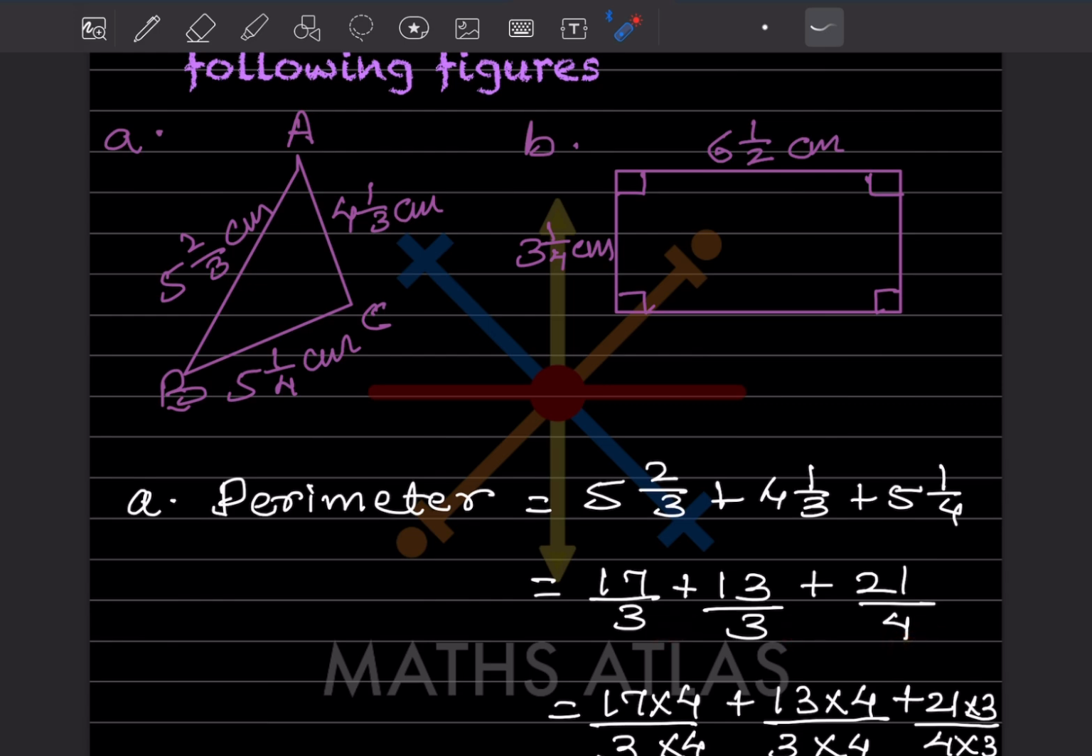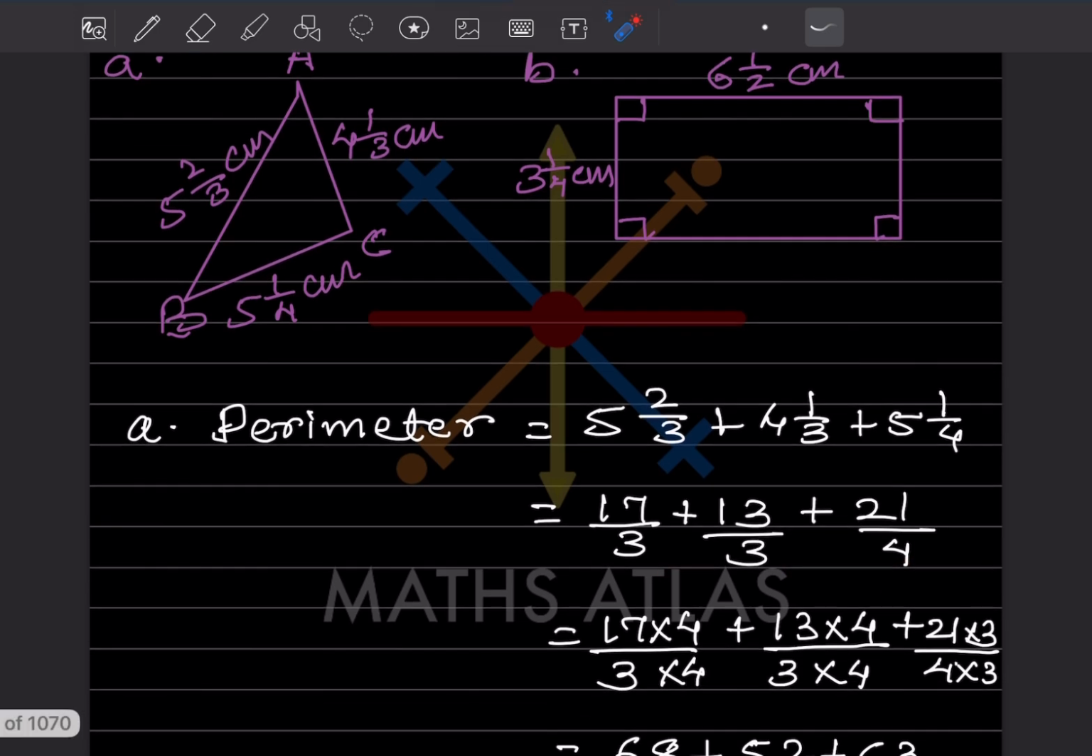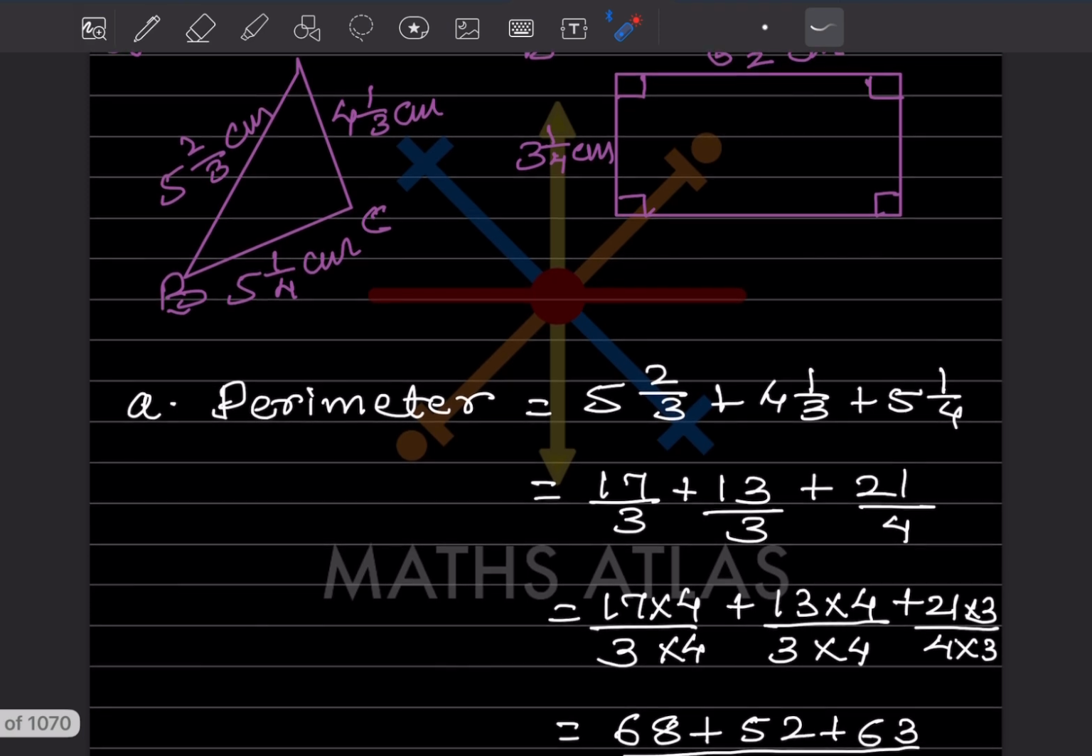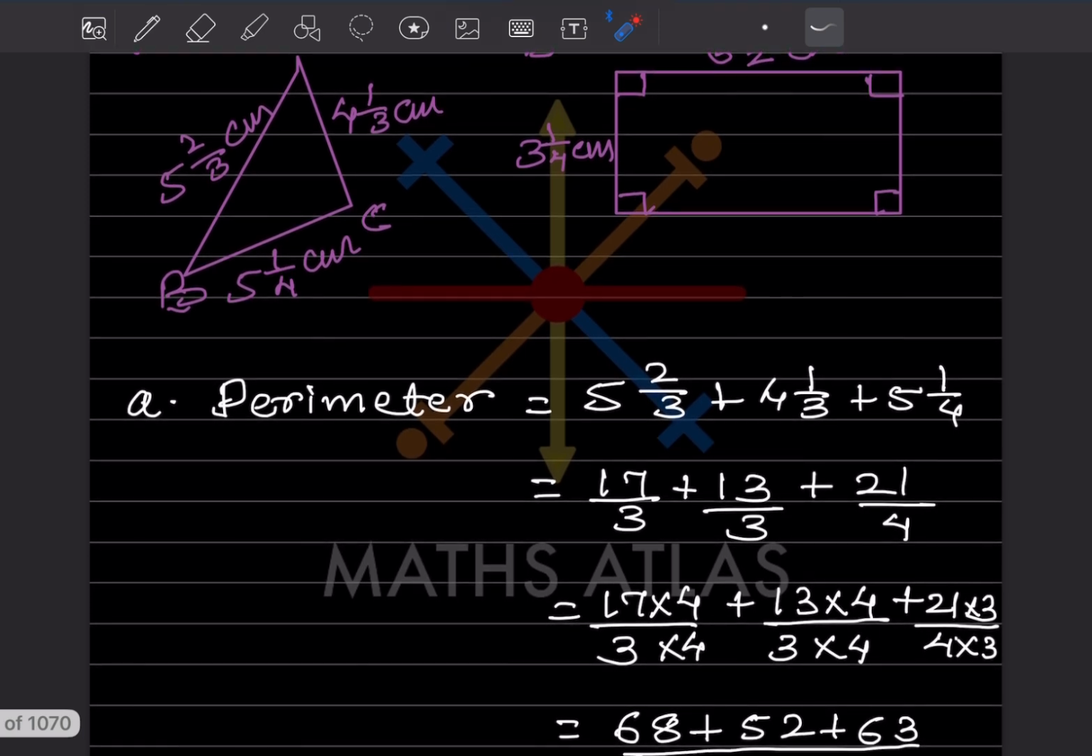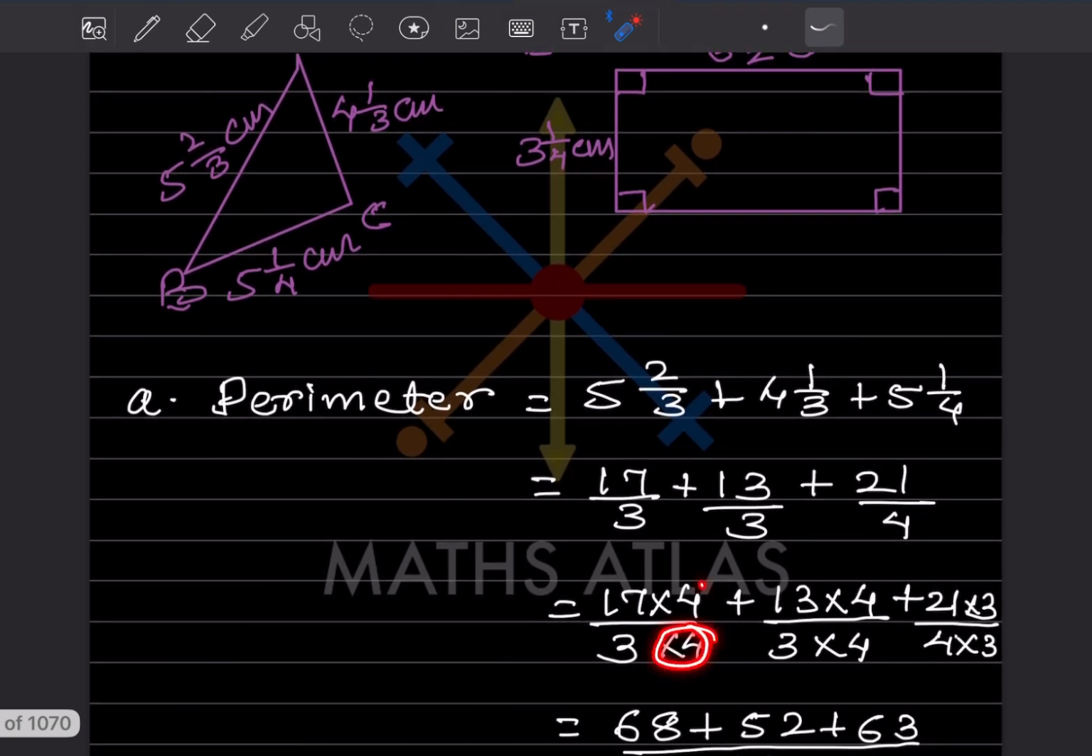Now you can see the denominators are different, 3 and 4. So you take the LCM of it, that is going to be 12. So this you multiply by 4, this also should be multiplied by 4, again this by 4. And this is 4, so it should be multiplied by 3, so this also will be multiplied by 3.